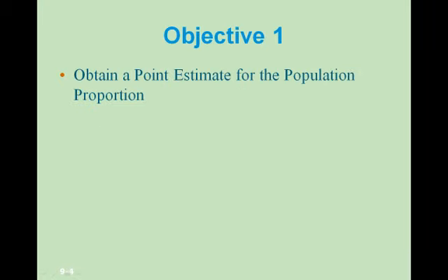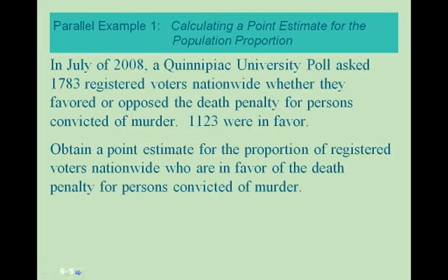Objective 1. Obtain a point estimate for the population proportion. In this first example, we're looking at calculating a point estimate for the population proportion. In July of 2008, a university poll asked 1,783 registered voters nationwide whether they favored or opposed the death penalty for persons convicted of murder. 1,123 were in favor. So we want to obtain a point estimate for the proportion of registered voters nationwide who are in favor of the death penalty for persons convicted of murder.